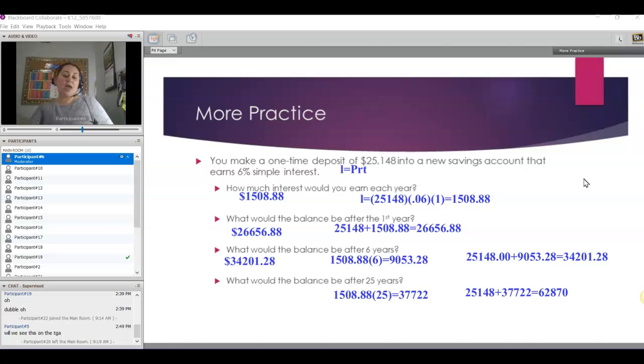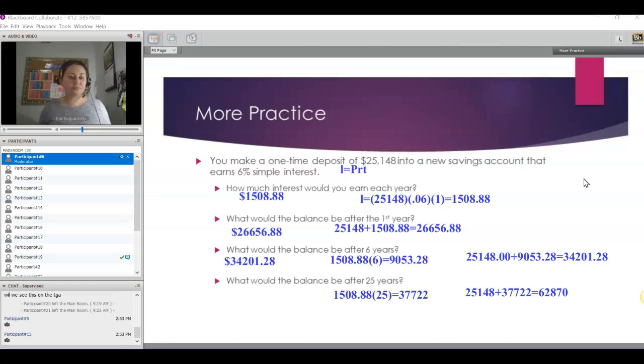$62,870. Do any of you have any questions about this? If you understand what I just did, go ahead and give me a black bat emoji. Excellent, excellent. Not too difficult. It's just bigger numbers, okay? Just watch your numbers.